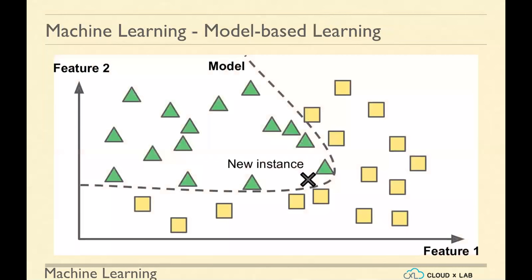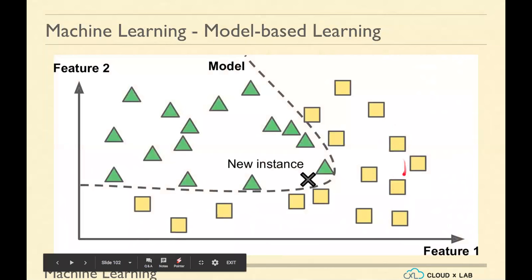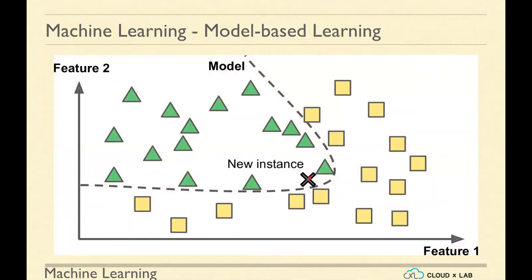All right, so this may not work so well. Imagine this kind of scenario where you have these triangles marked as spam, and these squares marked as not spam, right? And a new instance comes in here. This new instance is closer to the squares, not the triangles. There is only one triangle. Therefore, this new instance will be confused as a square. But if you have formed a model like this, then this new instance will be on the triangle side. And therefore, model-based learning is considered far better.